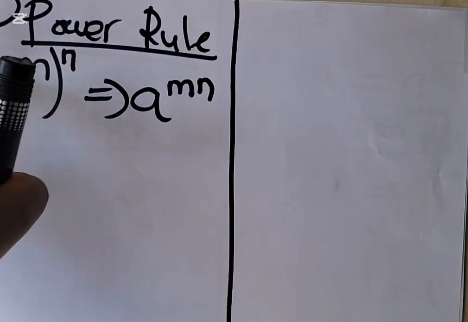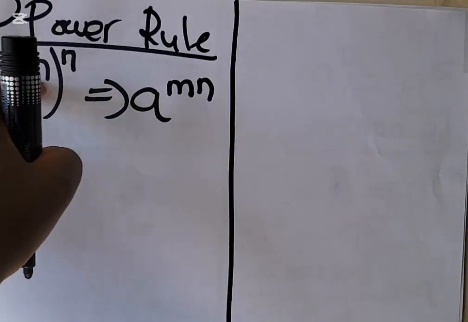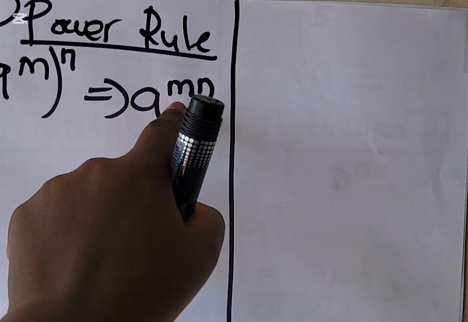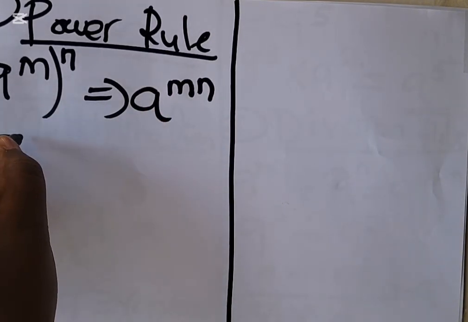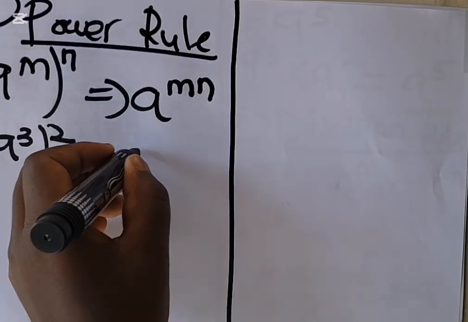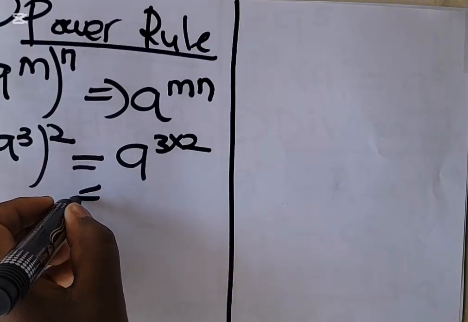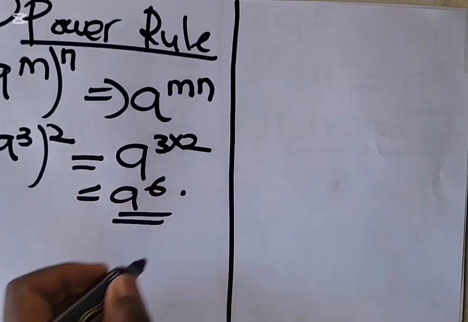It is A raised to M, raised to N. Both of these are powers, so you simply multiply the powers. For example, if we have A raised to 3, raised to 2, it means A raised to 3 times 2, which is A raised to 6. That is what we mean.